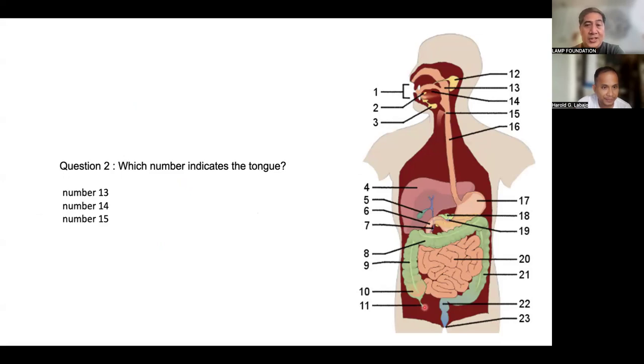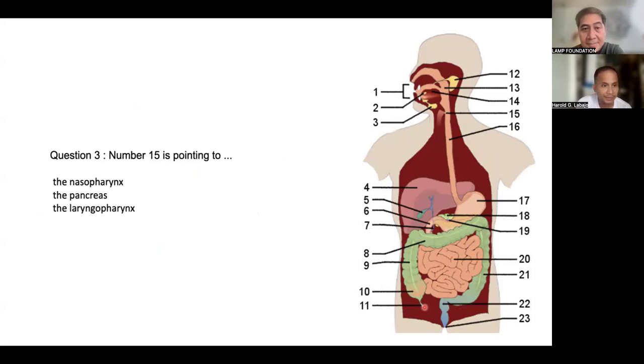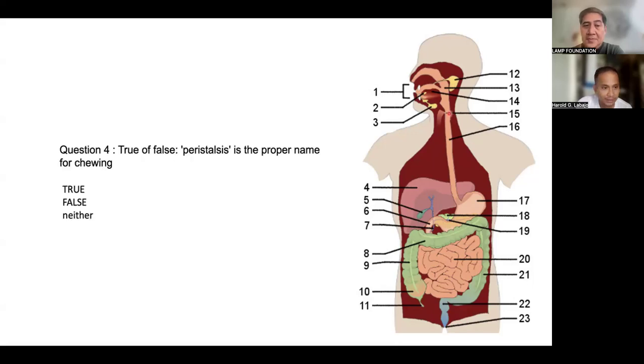Which number indicates the tongue? Tongue, number 14. Number 15 is the laryngopharynx. True or false? Peristalsis is the proper name for chewing. False. And then what is it? It's mastication, diba? Chewing. Mastication.